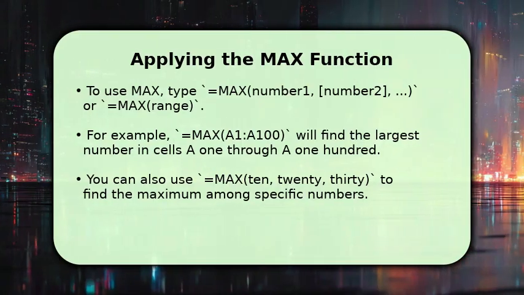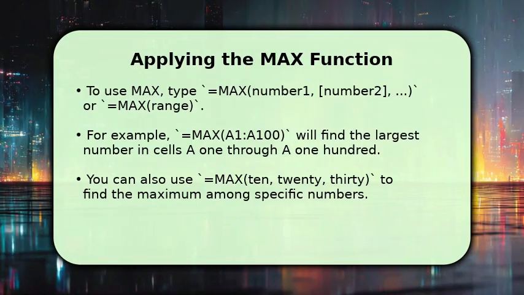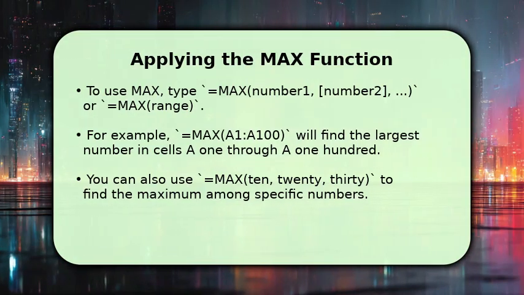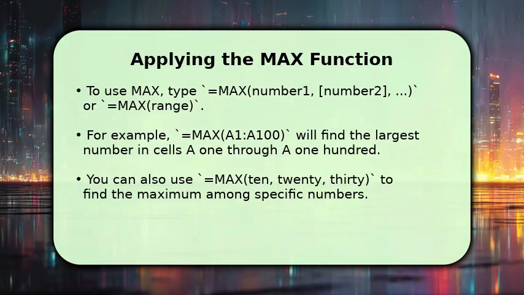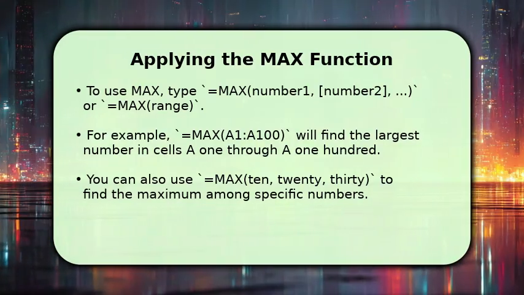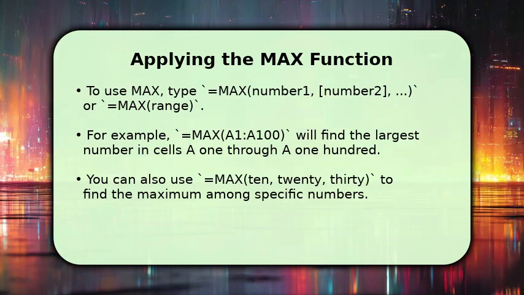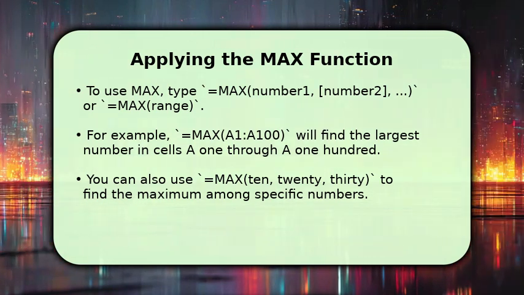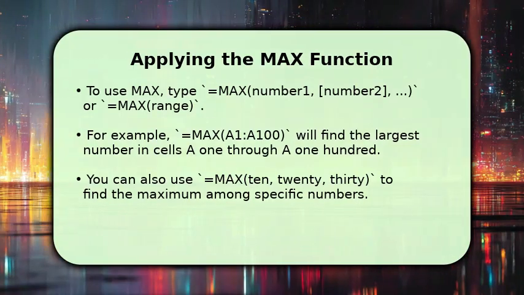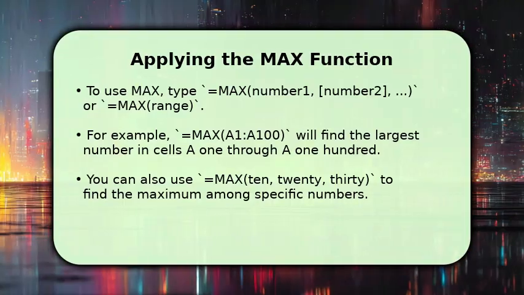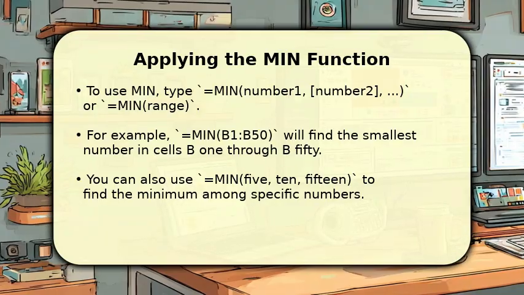To use it, simply type an equals sign, followed by MAX, and then open parentheses. You can either select a range of cells, like A1 to A100, or list individual numbers separated by commas. For instance, if you have a list of sales figures, MAX can instantly show you the highest sale recorded. This is incredibly useful for identifying peak performance or the largest data point in any given set, providing immediate insights into your data.